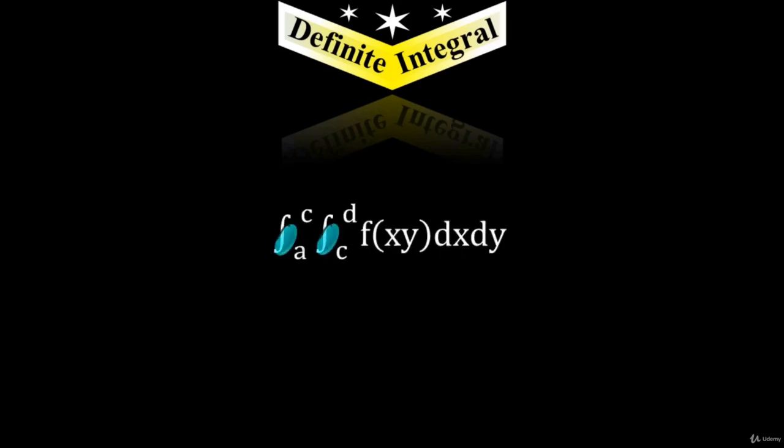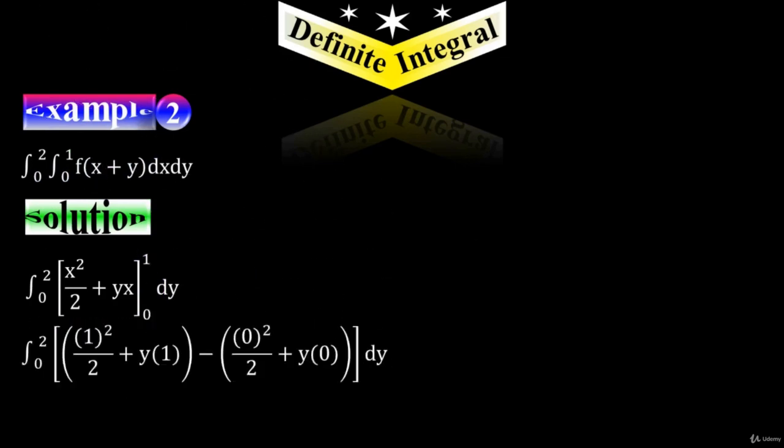Now let's do a tutorial for a double definite integral equation. Example number 2. Double integral of f of x plus y dx dy. It's a double definite integral equation because it has two integral signs.